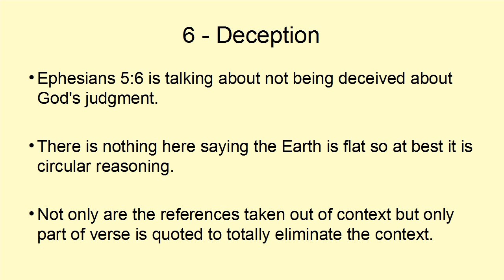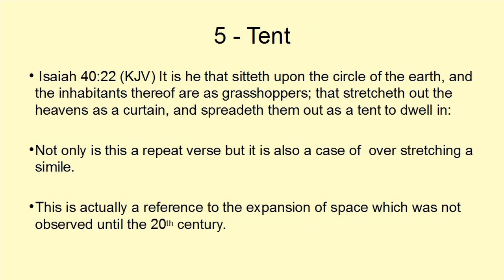Not only are the references taken out of context, but only part of the verse is quoted to totally eliminate the context. Number 5, tent. Isaiah 40:22. It is he that sitteth upon the circle of the earth, and the inhabitants thereof are as grasshoppers, that stretches out the heavens as a curtain, and spreads them out as a tent to dwell in. Not only is this a repeat verse, but it is also a case of overstretching a simile. This is actually a reference to the expansion of space, which was not observed until the 20th century.